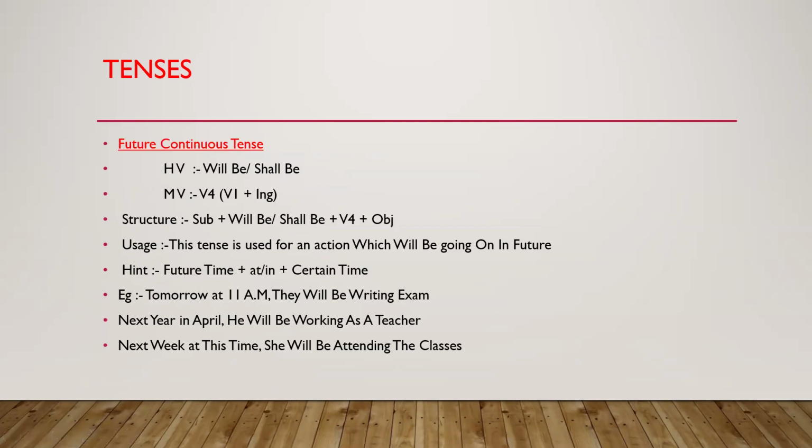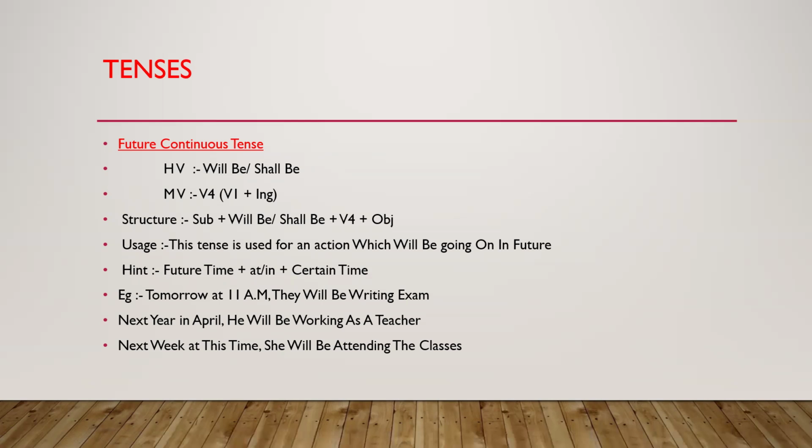Now let's see the future continuous tense. In future continuous tense, we will be using the helping verb as will be or shall be, and the main verb is V1 plus ing, that is V4. The structure of the future continuous tense is subject plus will be or shall be plus V4 plus object. The usage: this tense is used for an action which will be going on in future.